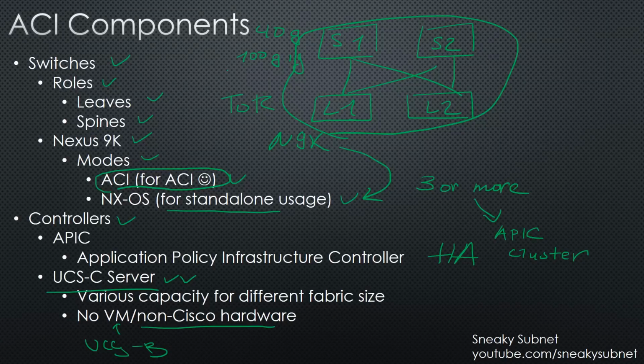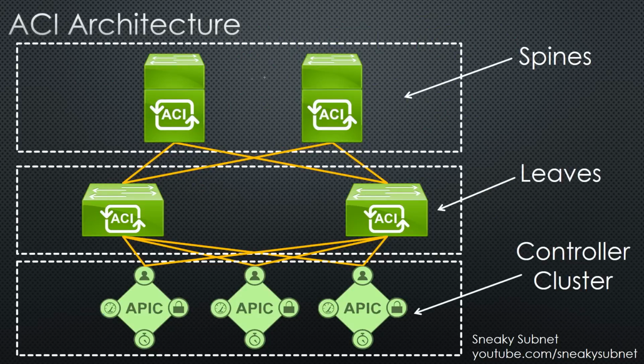And let's talk about our last topic today, ACI architecture. Here you can see our spines, spine 1 and spine 2, which form the spine level. Here you can see leaf 1 and leaf 2, which form the leaf level. Of course, you can have more spines and more leaves. This is just a simple and little example of an ACI fabric. And you can see here the APIC controller cluster, which consists of APIC 1, APIC 2 and APIC 3.